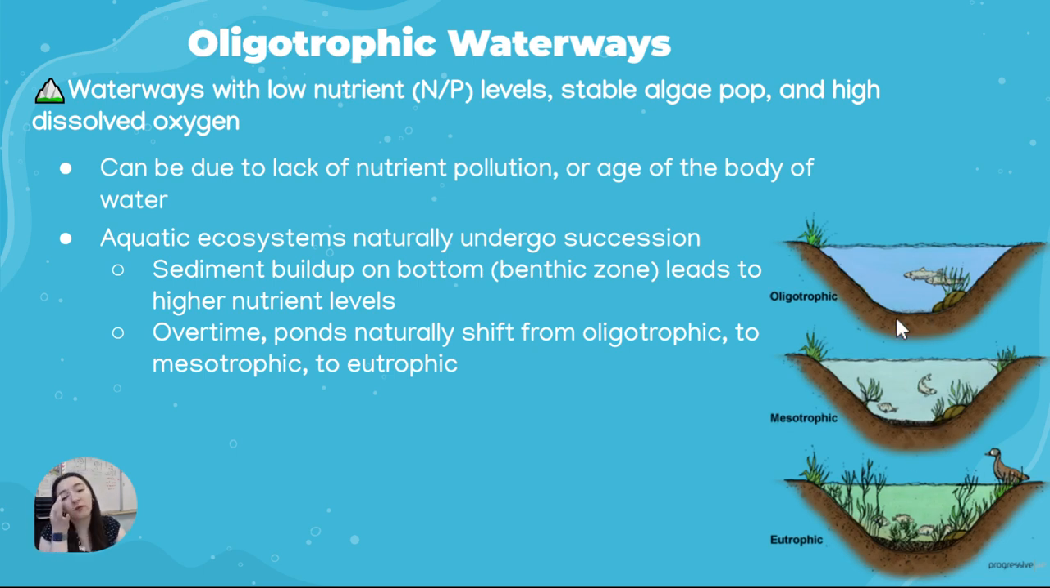So the oligotrophic stage is essentially the very basic starting point of your aquatic system. You have low nutrients, stable algae, and high dissolved oxygen. Then over time, as you have more and more life coming in, you have equal rates of photosynthesis and cellular respiration. You still have stable levels of nutrients, so there's no algal bloom and everything is nice and good, till eventually they reach a climax community.